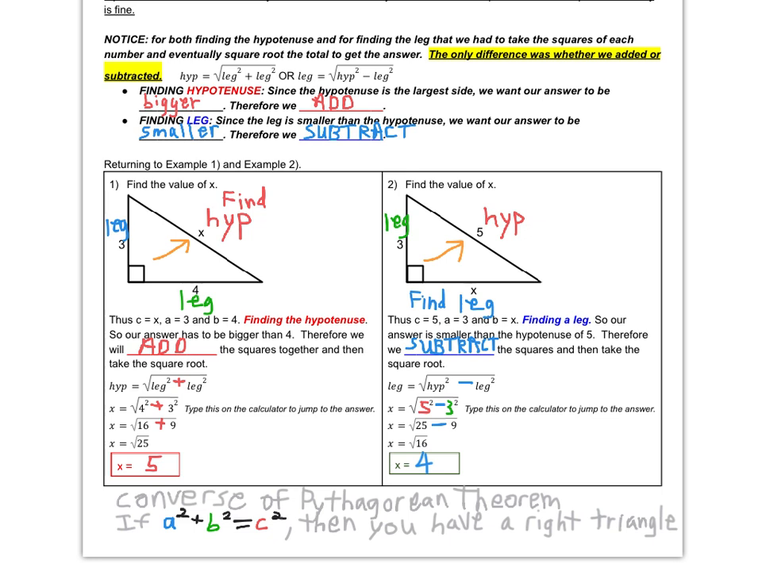So if I give you 3 sides, you can test those 3 sides and see if the 2 smaller sides squared and added together is equal to the third side squared, then you know you actually have a right triangle.